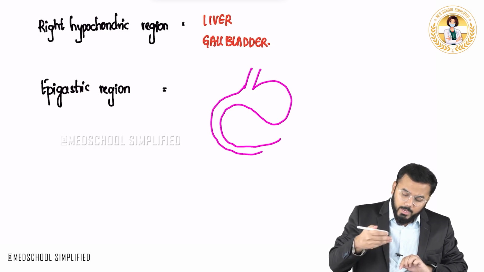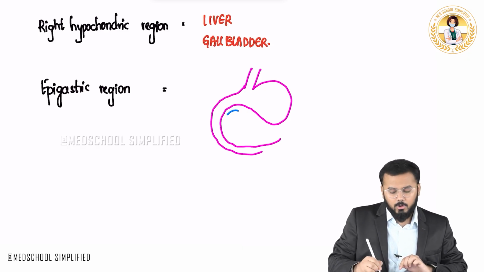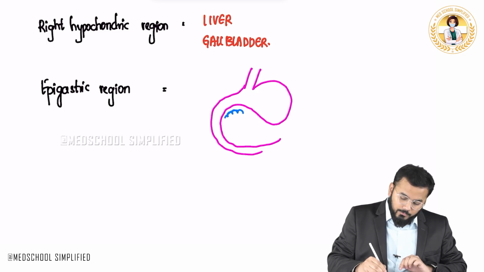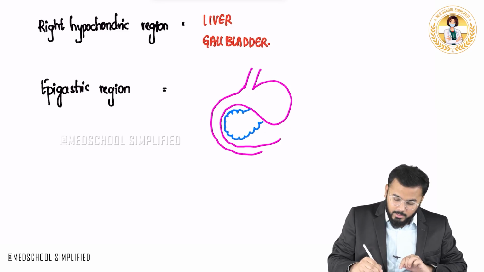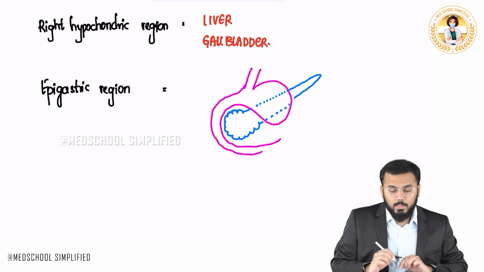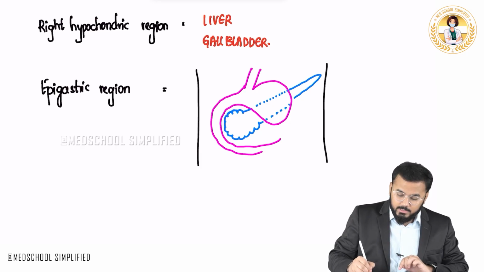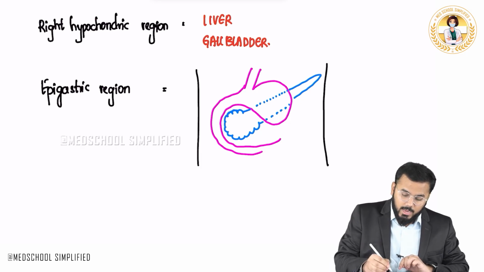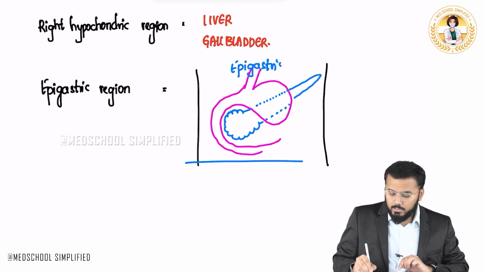Now behind your stomach, in the loop of the duodenum, all of you know this is the duodenum, you have the head of the pancreas and the body here, and behind the stomach there is the complete pancreas like this. Now if I am dividing the regions like this, this region is the epigastric region.